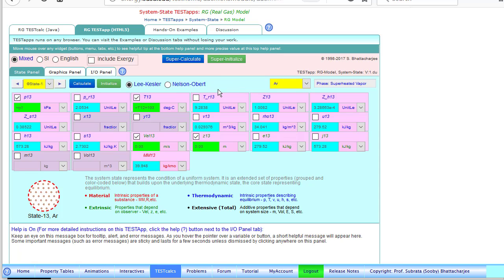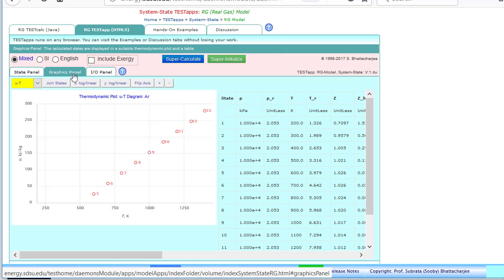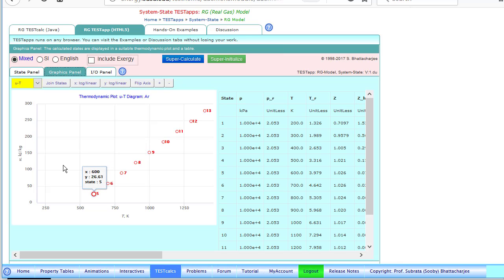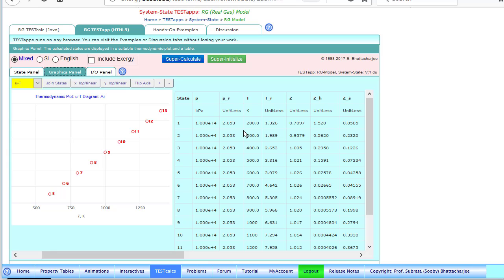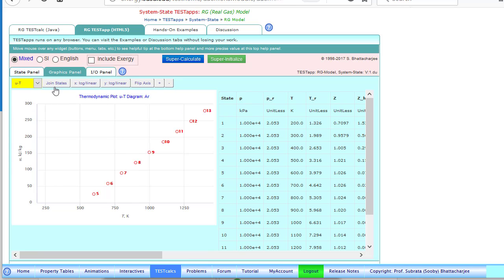I went ahead and did that for all the states, and now we can hit calculate, graphics panel, and there is our UT diagram for argon. You can see that the y-axis values are much different this time, so it actually made a significant difference from when it was air. We're still at 10 MPa, but you could do this for any pressures following the steps we did before. Hitting join states, we'll draw a line, and you can see that it's linear, showing that argon is a perfect gas.